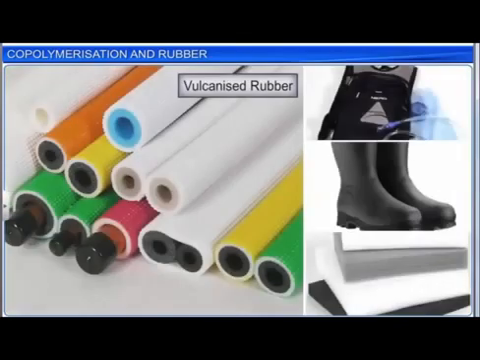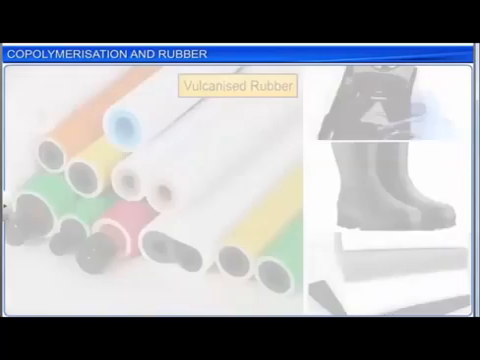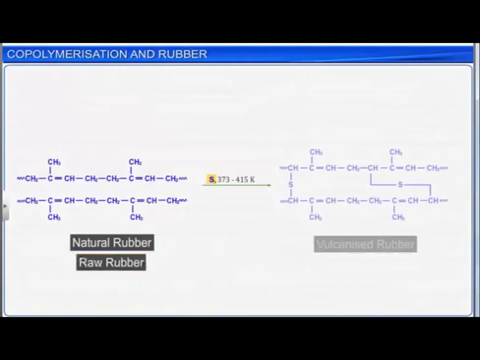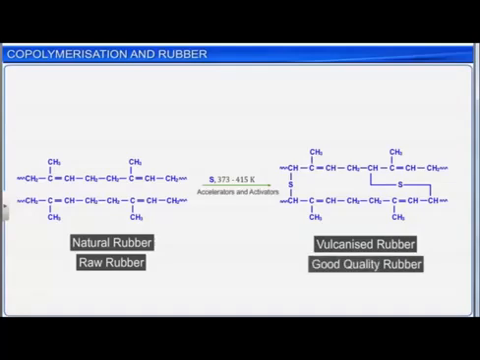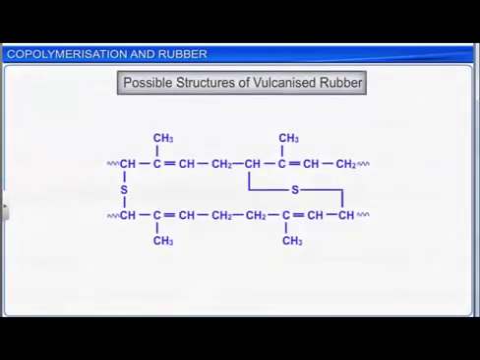Most rubber used today is vulcanized rubber. To vulcanize rubber, raw rubber is mixed with sulfur and heated between 373 and 415 degrees Kelvin. This forms sulfur cross-links at the reactive sites of double bonds, such as allylic positions, and thus the rubber gets stiffer. Commercially, other substances called accelerators and activators are added to enhance the quality of the rubber. Let's look at the possible structures of vulcanized rubber.